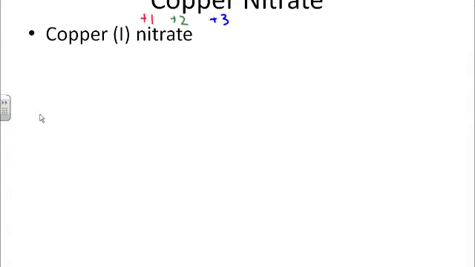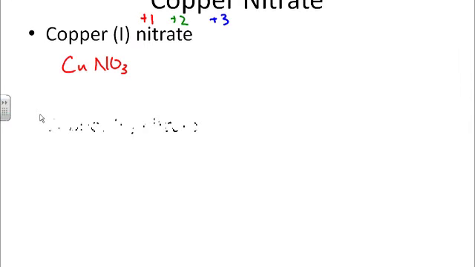So, copper nitrate. There's three possible charges on copper. We could have copper with a +1 charge, we could have copper with a +2 charge, and we could have copper with a +3 charge. When we have copper with +1 charge, we'd call that copper 1. So if we're looking at copper 1 nitrate, the formula for copper 1 nitrate is going to be CuNO3. Nitrate, remember, has a -1 charge.